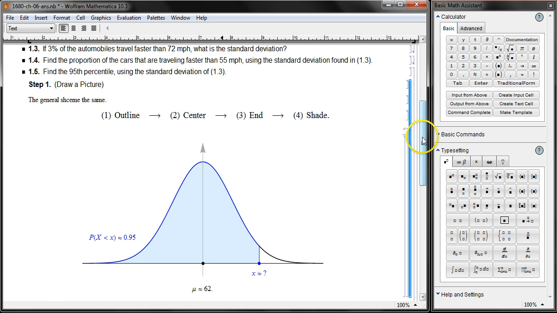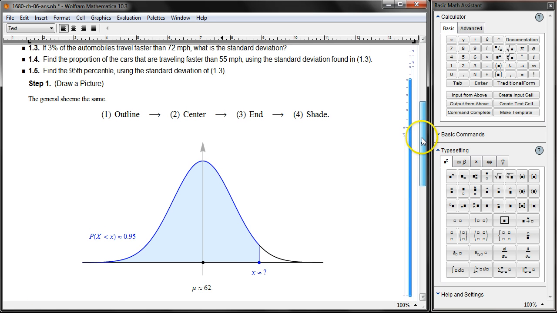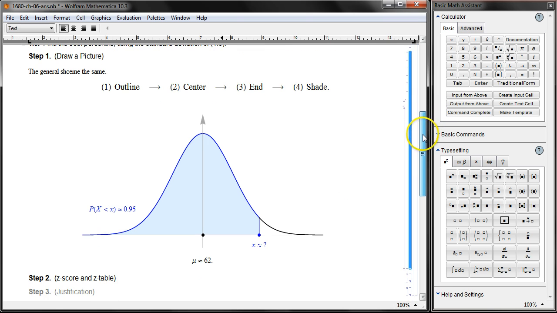As usual, draw a picture. Outline, center, and shade. Outline, normal picture, good. Center is 62. And we are looking for the 95th percentile. So it should be pretty high, so that the shaded area is 95%, or 0.95. We are looking for this x value using the denominator sigma as 5.317. How do we do that?